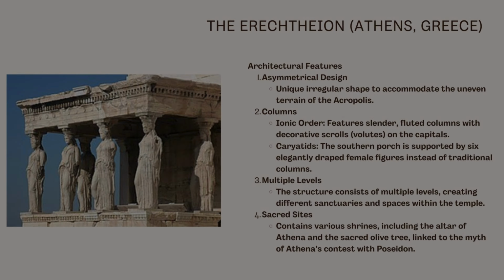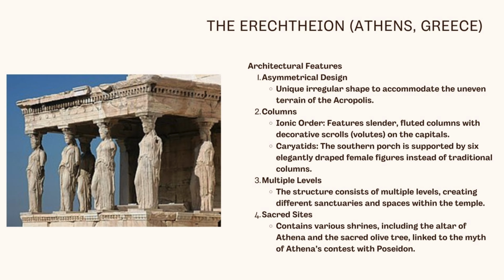The architectural features are asymmetrical design. It has a unique irregular shape to accommodate the uneven terrain of the Acropolis. The columns are of the Ionic order, featuring cylindrical fluted columns with decorative scrolls on the capital. The southern porch is supported by 6 elegantly draped female figures instead of traditional columns.